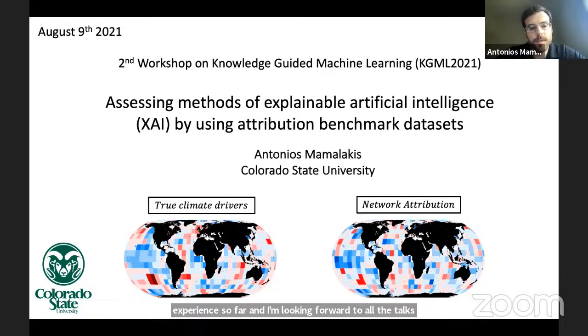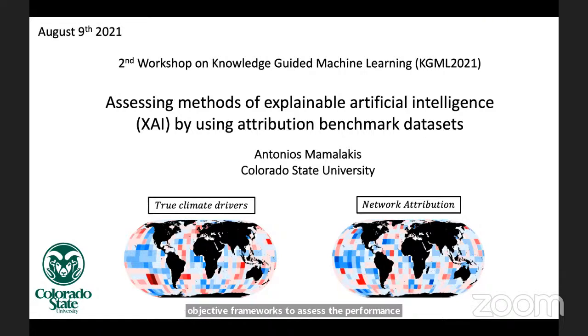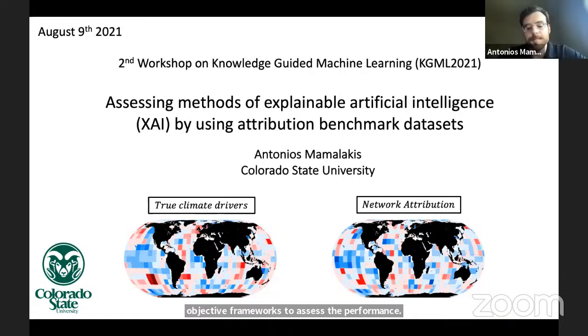So I'll be talking about explainable artificial intelligence methods and how we need to introduce objective frameworks to assess their performance. And I'm hoping to make two clear arguments with this talk. The first is that there is an actual need for this objectivity in assessing these methods. And the second aspect of the talk is that I will be offering one way to do it, and that is by benchmarking these methods with data sets where we know the explanation, how the explanation should look like.